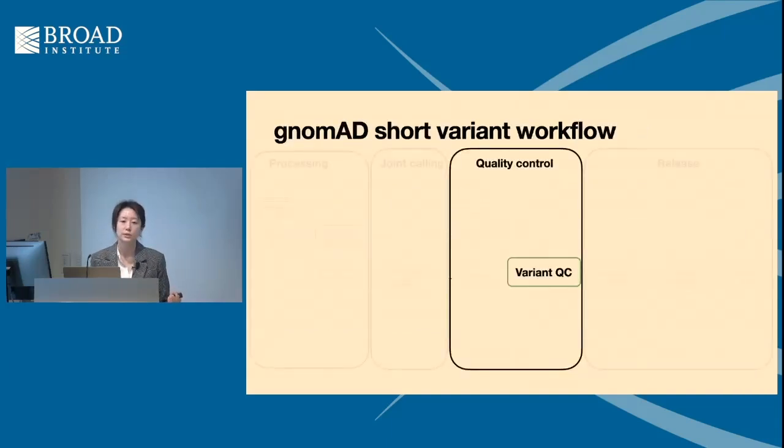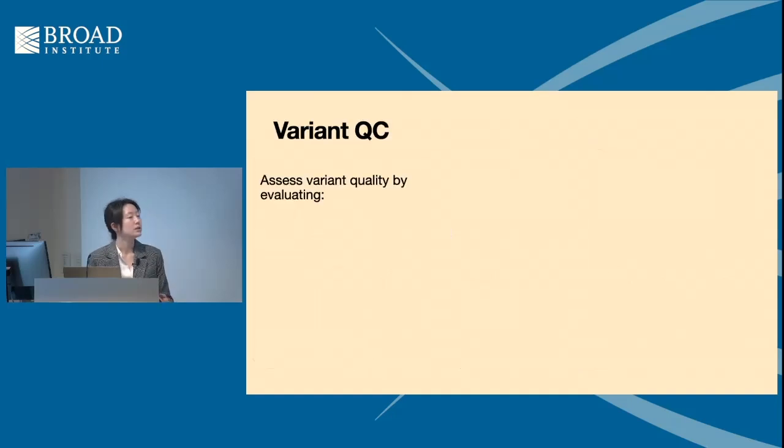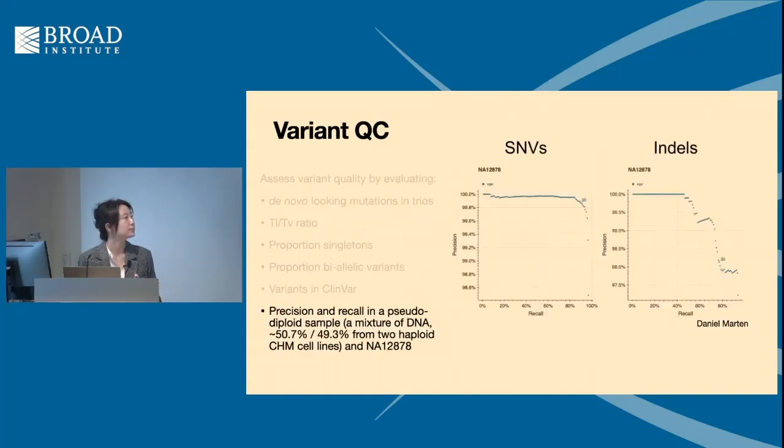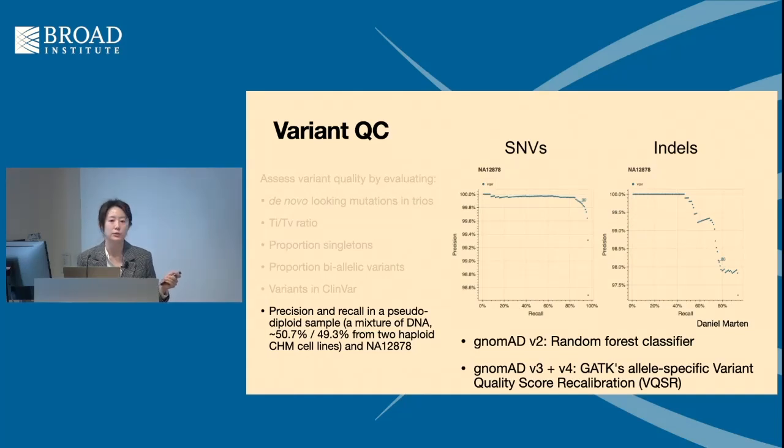So now, after you determine the number of high quality samples that go into the release, you need to determine which set of variants are also high quality. So we assess variant quality in variant QC by evaluating a number of metrics, including de novo looking variants in trios, the transition to transversion ratio, proportion singletons, and many other things that I didn't have room for on this slide. We also specifically look at precision and recall in a pseudo diploid sample and NA12878, which is pictured on the right. And this plot is showing the precision and recall curve for the models that we trained for VQSR. So, sorry, for variant QC.